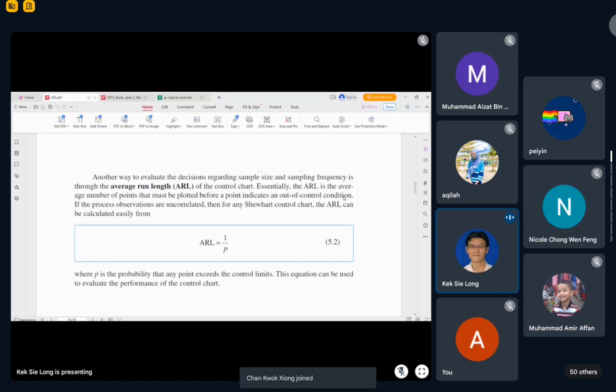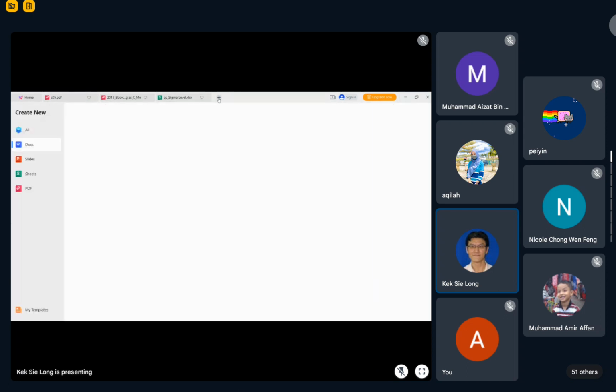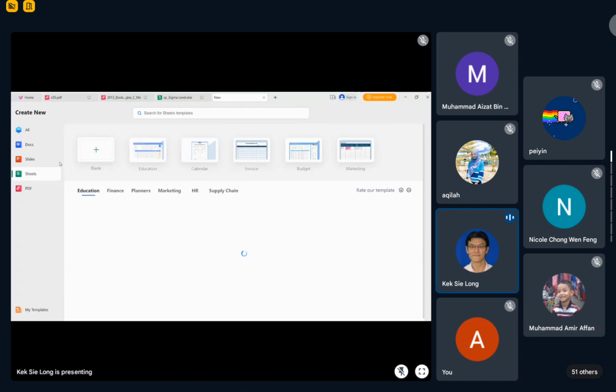Maybe we start from production. Let's collect a set of points, let's say 10 points. What is the probability a point is out of control, meaning outside the control limit? Can you imagine it, or should we do some simulation in Excel?